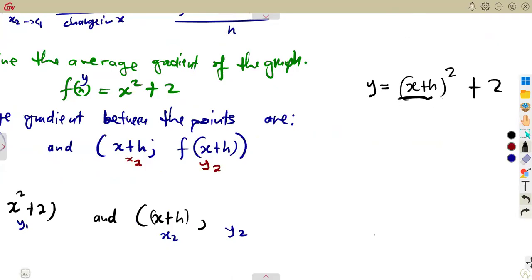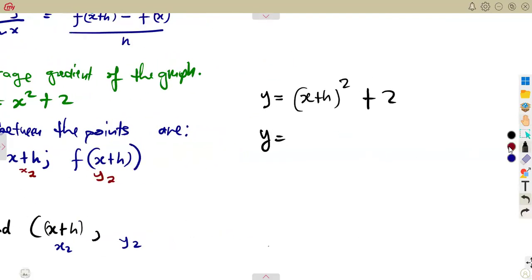X plus h. So we can expand our brackets, guys. So y is equal to, let's just try to simplify this. Remember that from the expansion of a plus b squared, which gives us a squared plus 2ab plus b squared, which is the first term squared, we're going to have this as x squared plus 2ab, which is 2xh or 2hx, whichever way you want to write it.